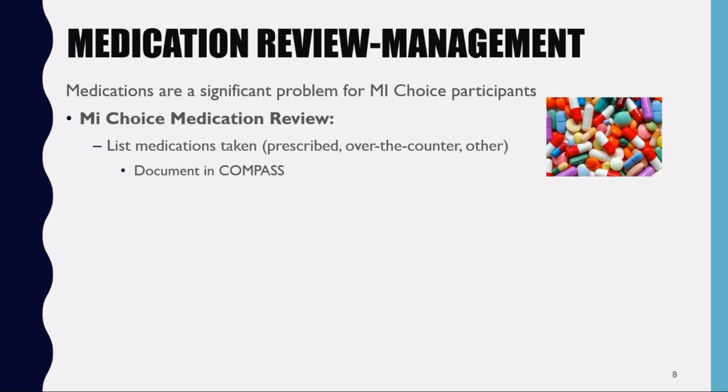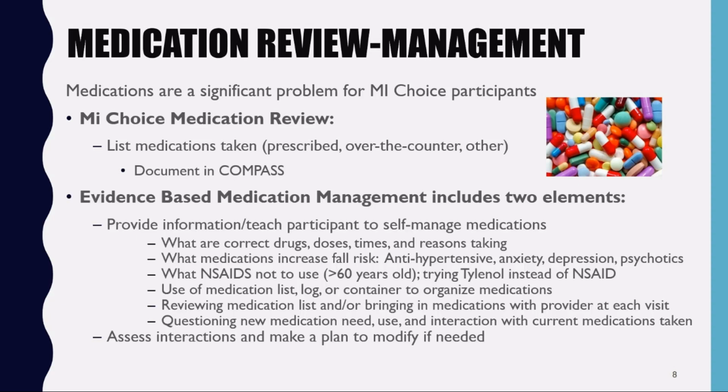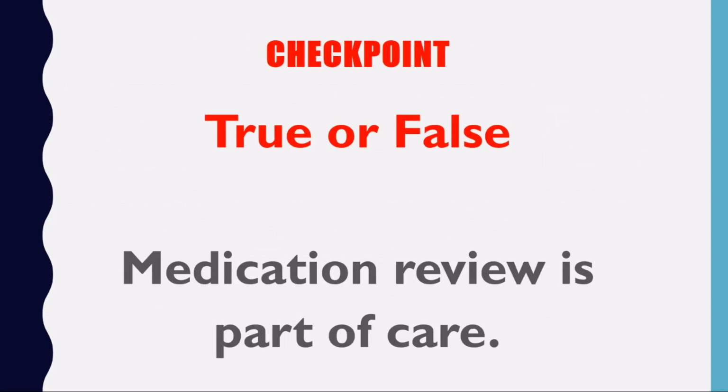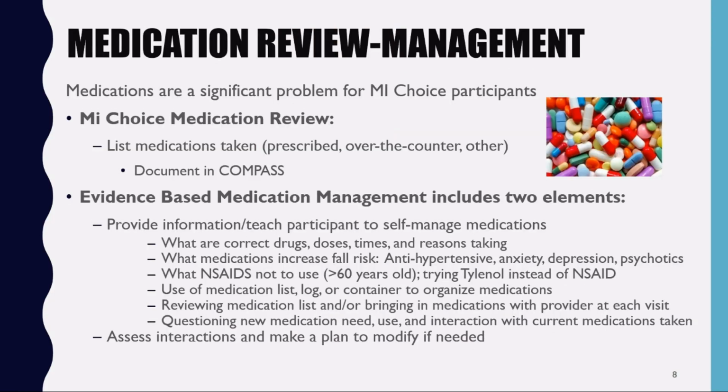So if the participant is on 7 or more medications, or have medications that you feel can cause dizziness or be contraindicated because they're an older adult and might be at risk of falls, or if you think they might have polypharmacy, then medication management is needed. That means when you manage the medications, that you think about providing information and teaching them to self-manage medications. What are the correct drugs, doses, times, and reason taken? And do they increase fall risk?